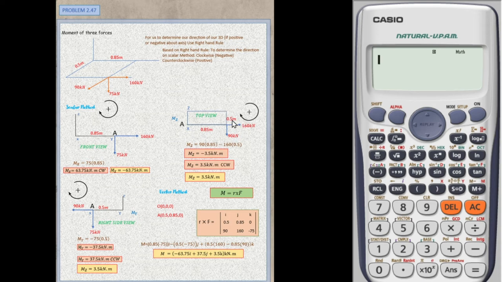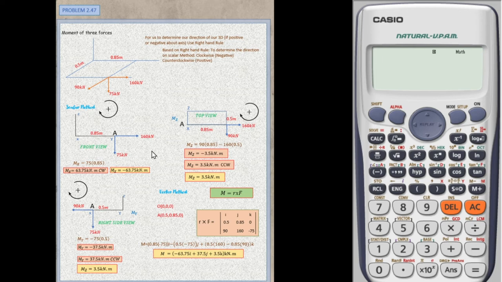So 90 multiplied by 0.85 minus 160 multiplied by 0.5 will give me an answer of negative 3.5 kilonewton meter. Since my answer is negative, my assumption should be in the counterclockwise direction. Therefore, if this is counterclockwise, our direction is in the positive direction, so it will be 3.5 kilonewton meter. So using the right hand rule, we can determine the direction of our moment if we use the scalar method.